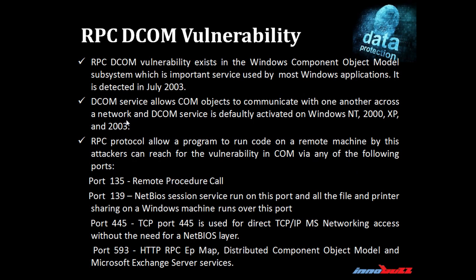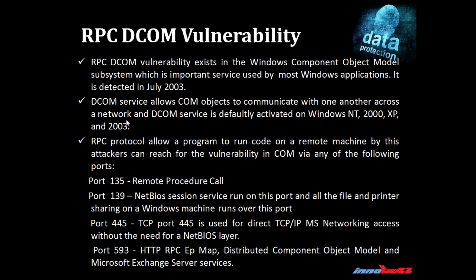Now we shall take a look into the RPC DCOM vulnerability. The RPC DCOM vulnerability exists in the Windows Component Object Model subsystem, which is an important service used by most Windows applications. It was detected in July 2003. The DCOM service allows COM objects to communicate with one another across a network, and it is activated by default on Windows NT, 2000, XP, and 2003. The RPC protocol allows a program to run code on a remote machine.